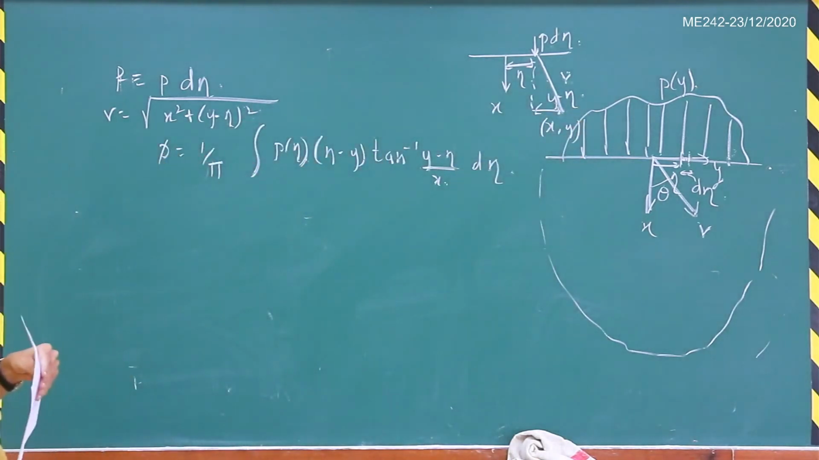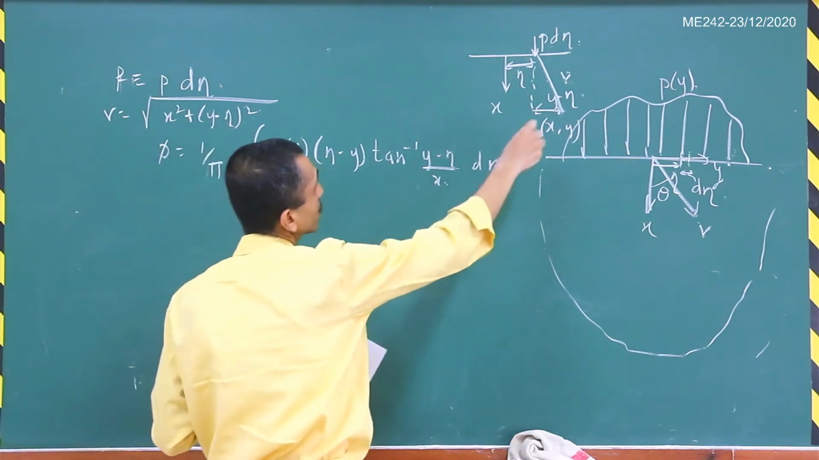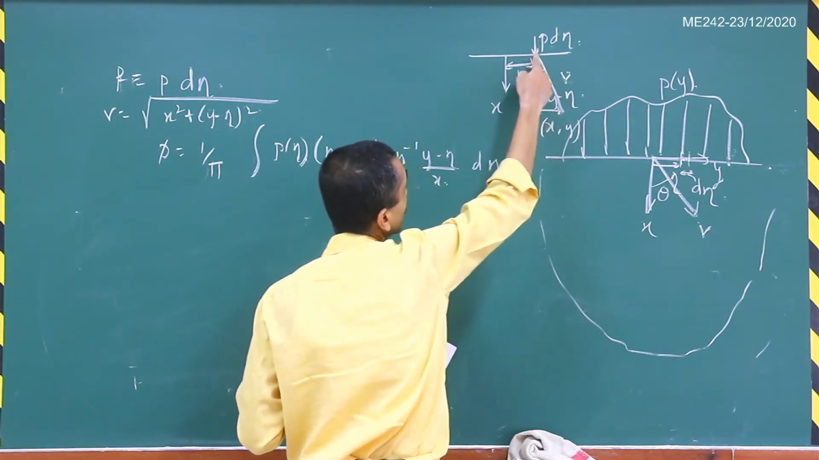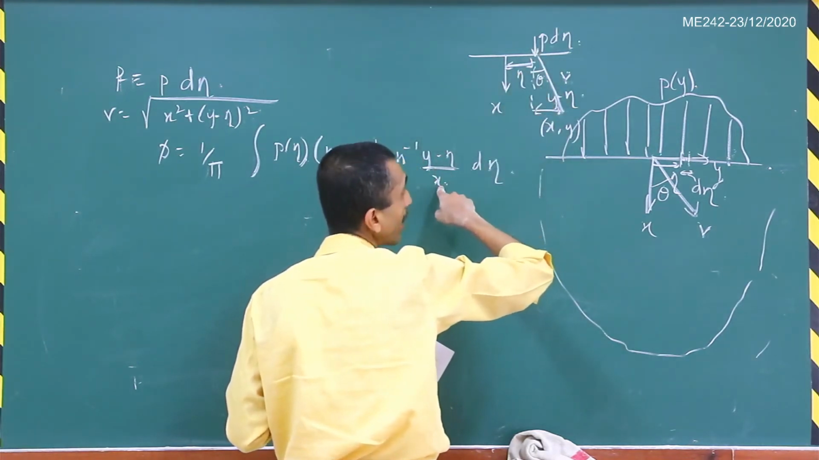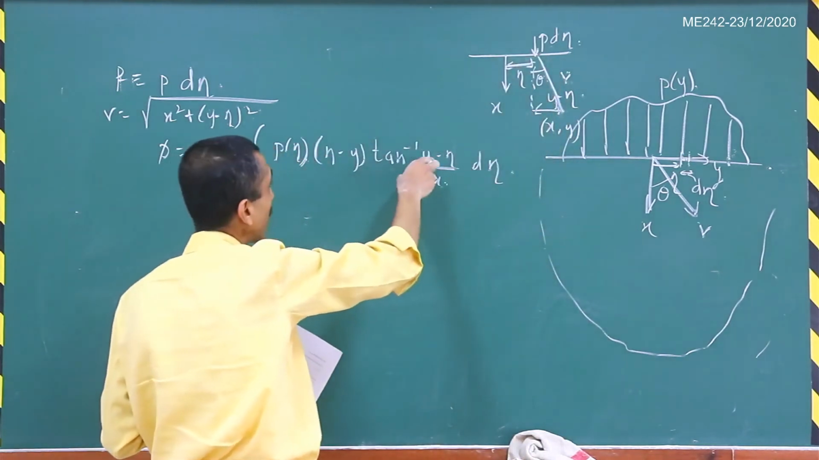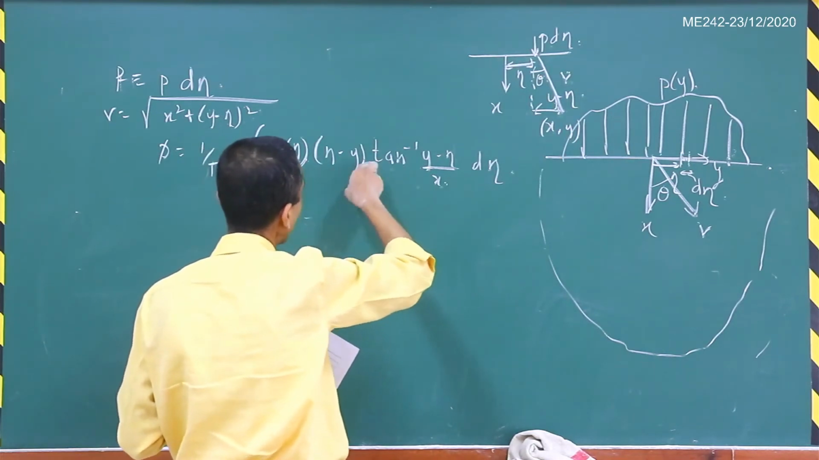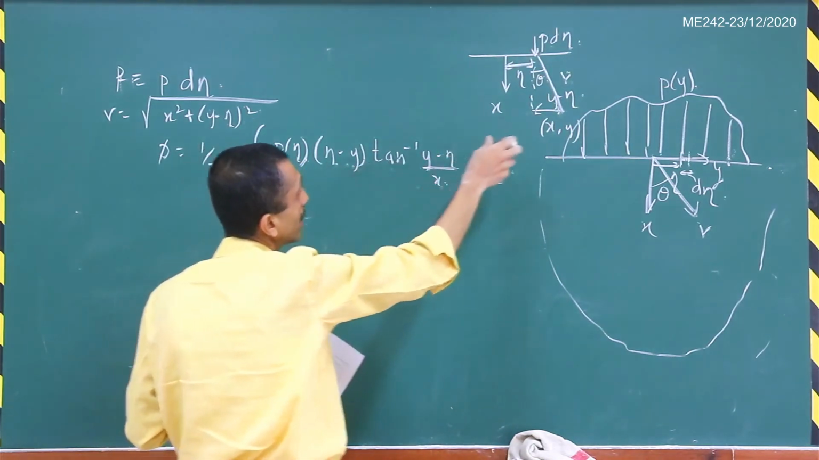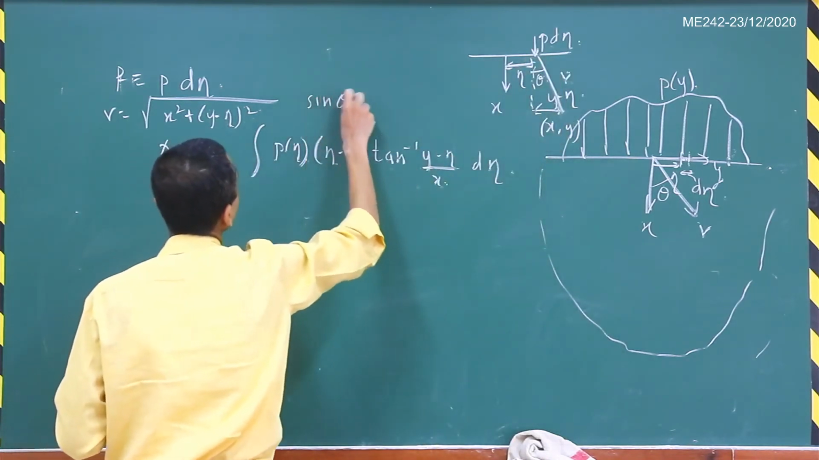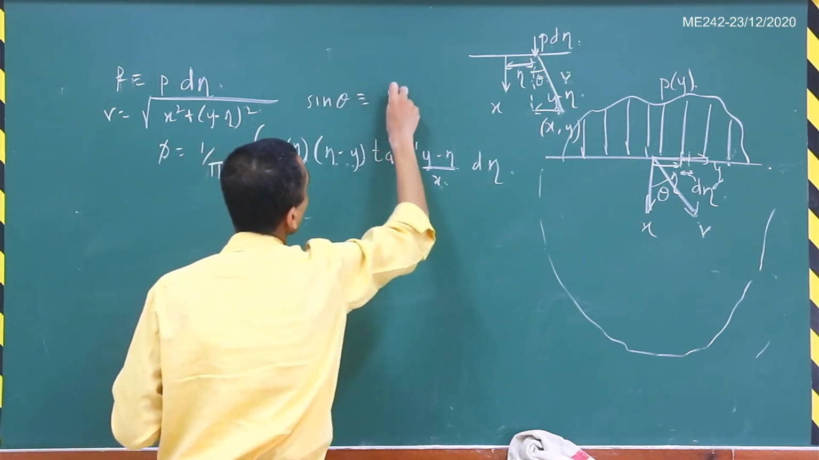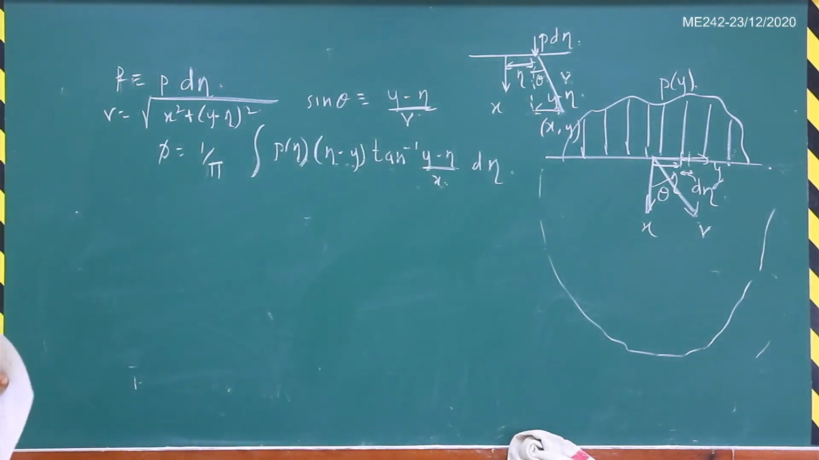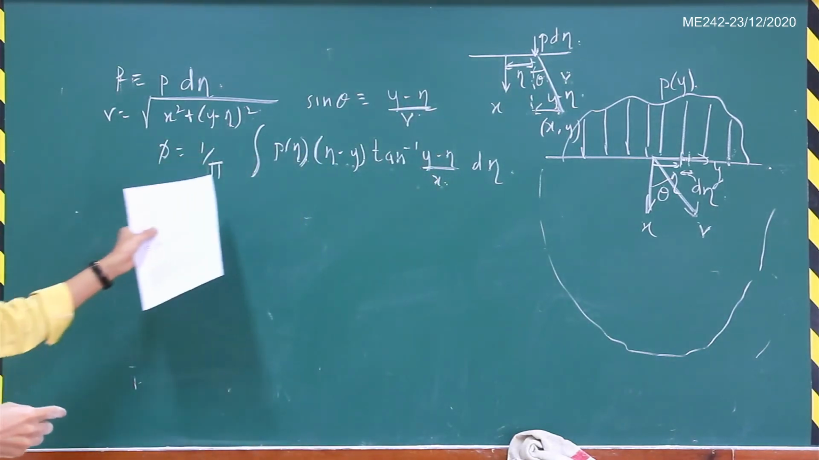And then your theta. This is your theta from this local coordinate system. This theta is nothing but the distance y minus eta divided by x, so tan inverse of that will be theta. And then sine theta will be y minus eta by r. Correct? So sine theta will be y minus eta by r. Finally, if you substitute it into this one, this is the expression that you get.